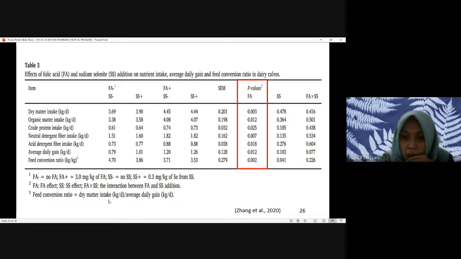And then in 2020, I would like to show the average daily gain for the dairy calf here, with the addition of folic acid in the feed. So we can see here that without and with the addition of folic acid, there is a significant improvement of the average daily gain.